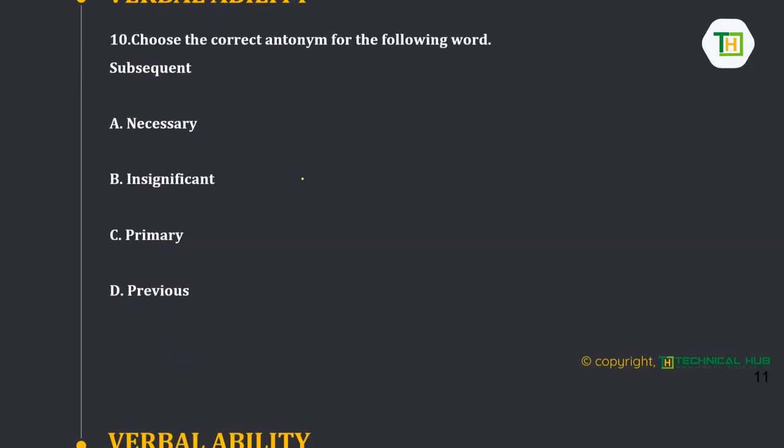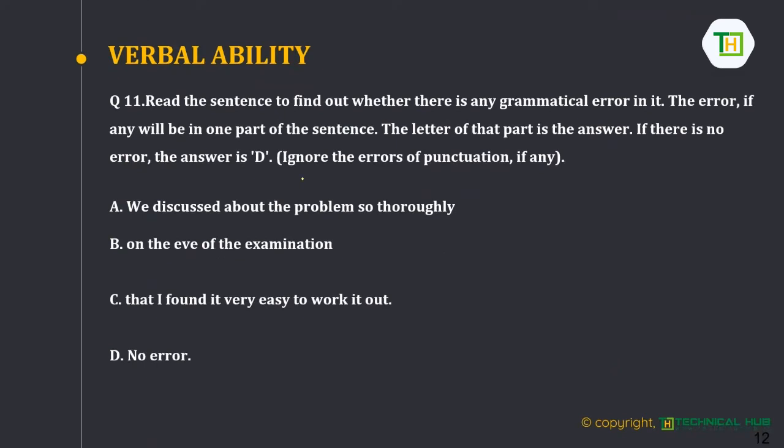So read the sentence to find out whether there is any grammatical error in it. The error, if any, will be in one part of the sentence. So the letter of that part is the answer. Okay, if there is no error, we can mark it as option D. Right. So we discussed the problem thoroughly. So, this is adverb one, and thoroughly is adverb two.